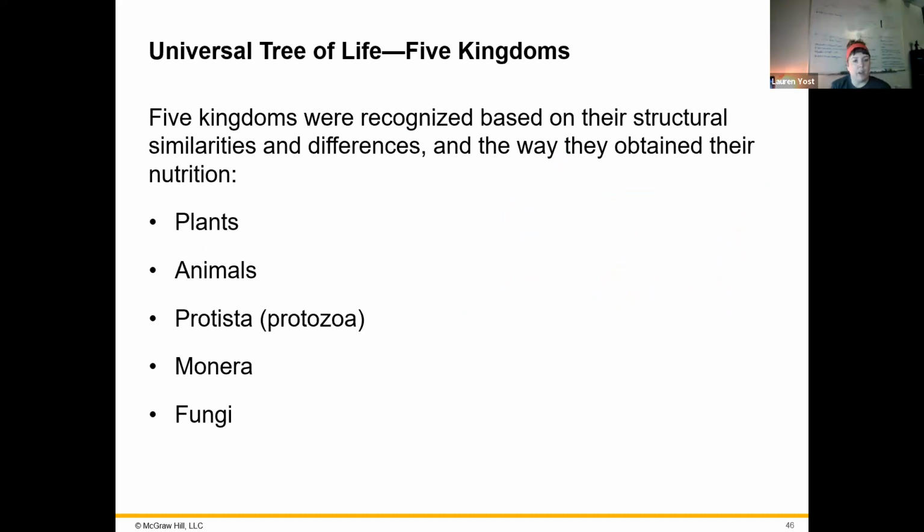And then we have the 5 kingdoms: plants. There's no pathogens in there, by the way. Animals, protista. Protista includes algae. That's where algae falls, with the protozoa. They sit right along with each other, even though they are not alike. And then we have Monera, and then the fungi.